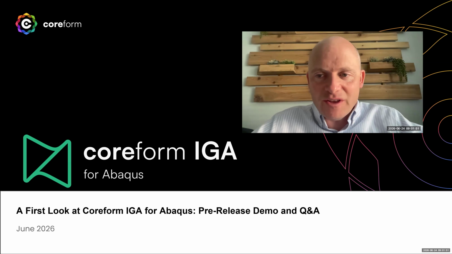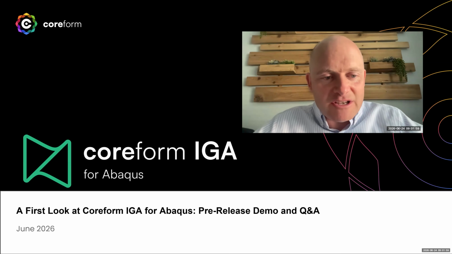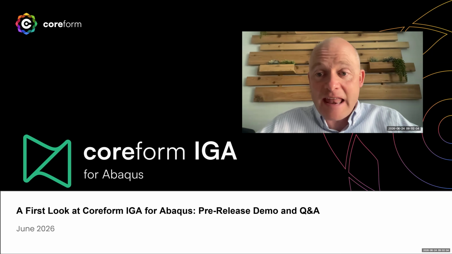For decades, we've all accepted a quiet tax on every analysis that we run, all the hours of defeaturing and mesh cleanup and the parts that won't even mesh at all. And Coreform IGA for Abaqus is our attempt to remove that tax by letting you run the analysis right on the geometry that you actually designed instead of an approximation of it.